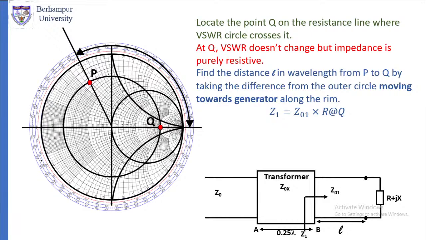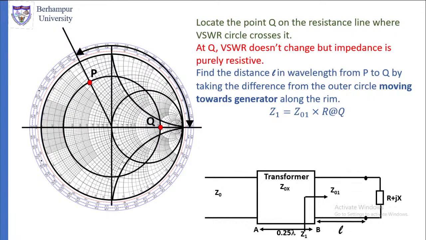So from P to Q, we will find out what is P to Q. From 0 go up to P, read the value. What is the value for P on the outer ring? Read the value for P. It will be in wavelengths. For P, read the value where the line passing through P meets the outer ring.